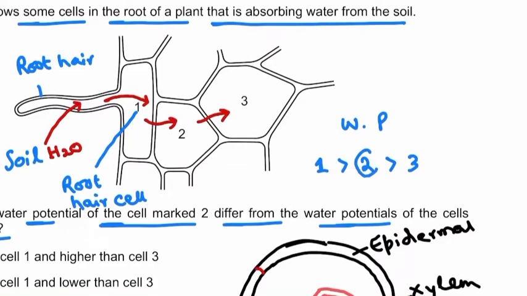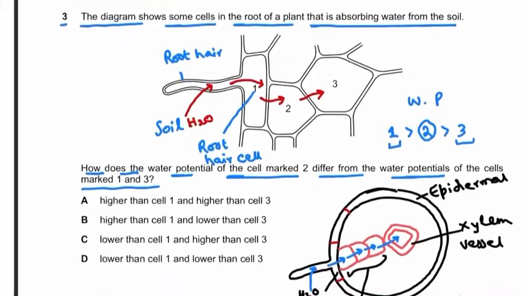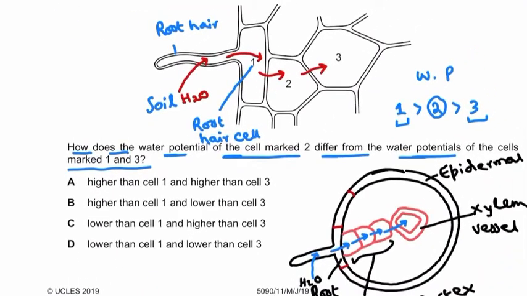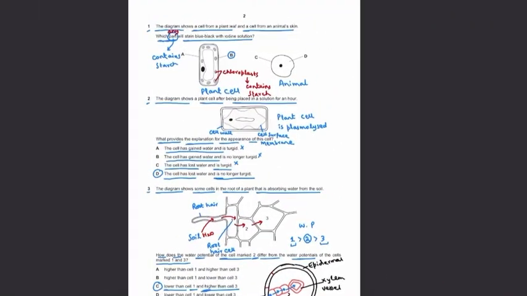So if we talk about cell 2, it has a water potential that is lower than cell 1, and cell 2 has a water potential which is greater than cell 3. So the water potential of cell 2 is lower than that of cell 1 and higher than that of cell 3. The answer is C. Let's move on to MCQ number 4.